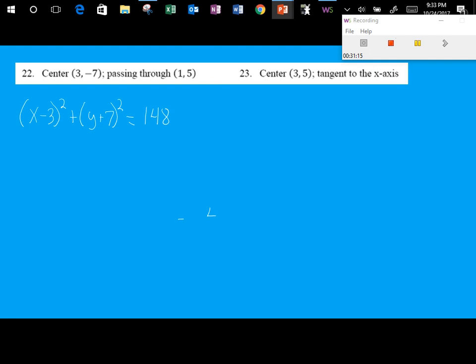My center is at 3, 5. So if I just show you a quick picture, there's my center, over 3, up 5. And I would like to be tangent to the x-axis. Remember from your geometry days, tangent means touch the x-axis in one place. So my circle might look something like that. Now, my equation is going to look like this so far. (x minus 3) squared plus (y minus 5) squared equals.